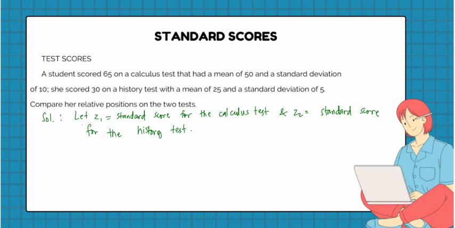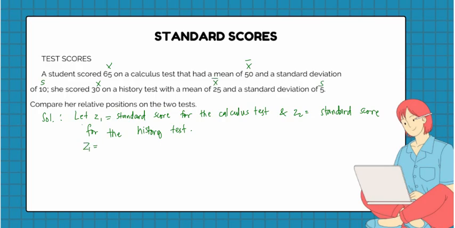So what is our given? We have 65 on a calculus test and had a mean of 50 and a standard deviation of 10. Then on the history test, we have a score of 30, and the mean is 25 and a standard deviation of 5. So meaning this is our x, this is going to be our x bar, and this is our standard deviation in terms of the calculus test. Then this is the x, this is the x bar, and this is the s. So let's try to do that.